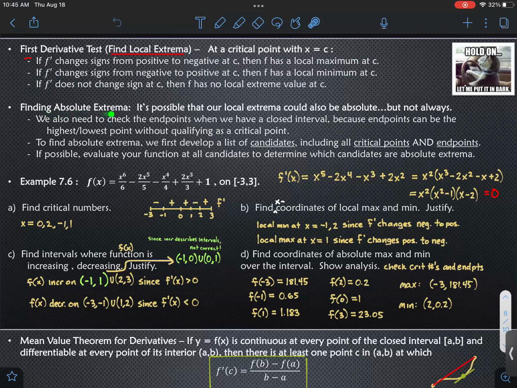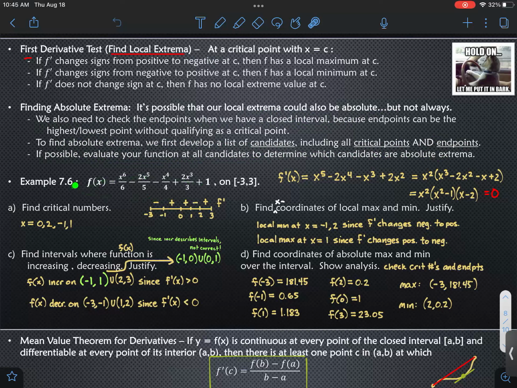Finding absolute extrema is a little bit more elaborate. It's possible that a local extremum could also be absolute, but we also have to check endpoints. I think we talked through this in the previous video. We need to check endpoints when we have a closed interval because endpoints can be the highest or lowest point. To find absolute extrema, we make a list of candidates, which includes critical points and endpoints. And then if possible, try to evaluate your function at all the candidates to find out which y value is the highest, which one is the lowest.